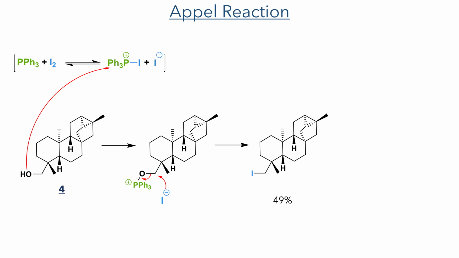This alcohol was taken forward into an Appel reaction. The reaction of triphenylphosphine with iodine produces a phosphonium iodide. This is attacked by the alcohol, forming a phosphonium intermediate. The iodide then attacks the carbon, breaking the carbon-oxygen bond and eliminating triphenylphosphine oxide to produce the iodide in a 49% yield.